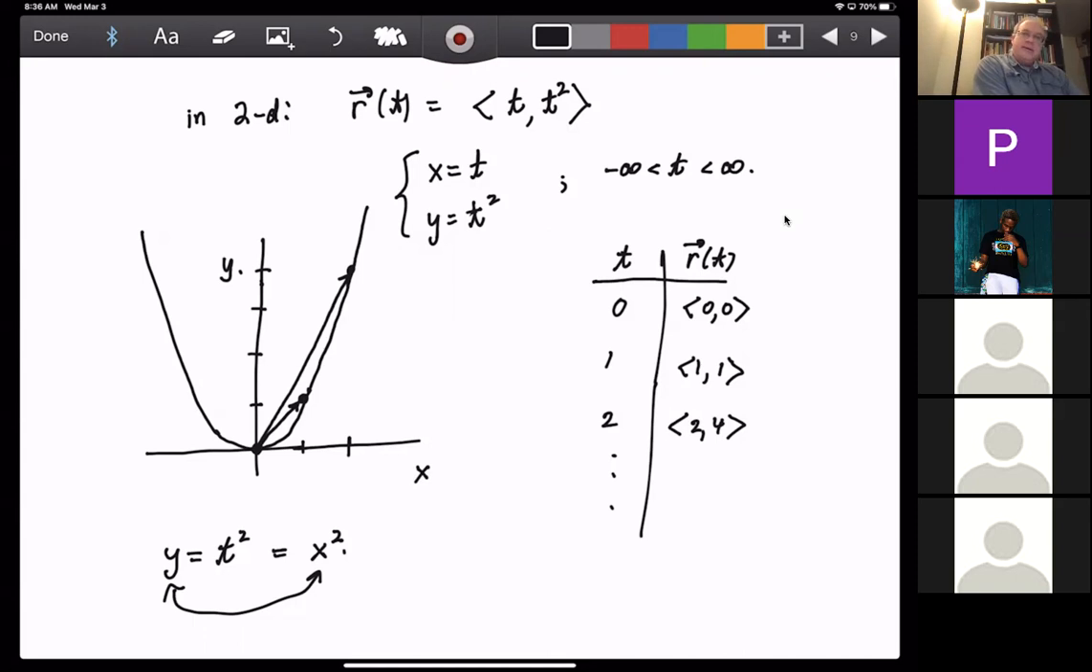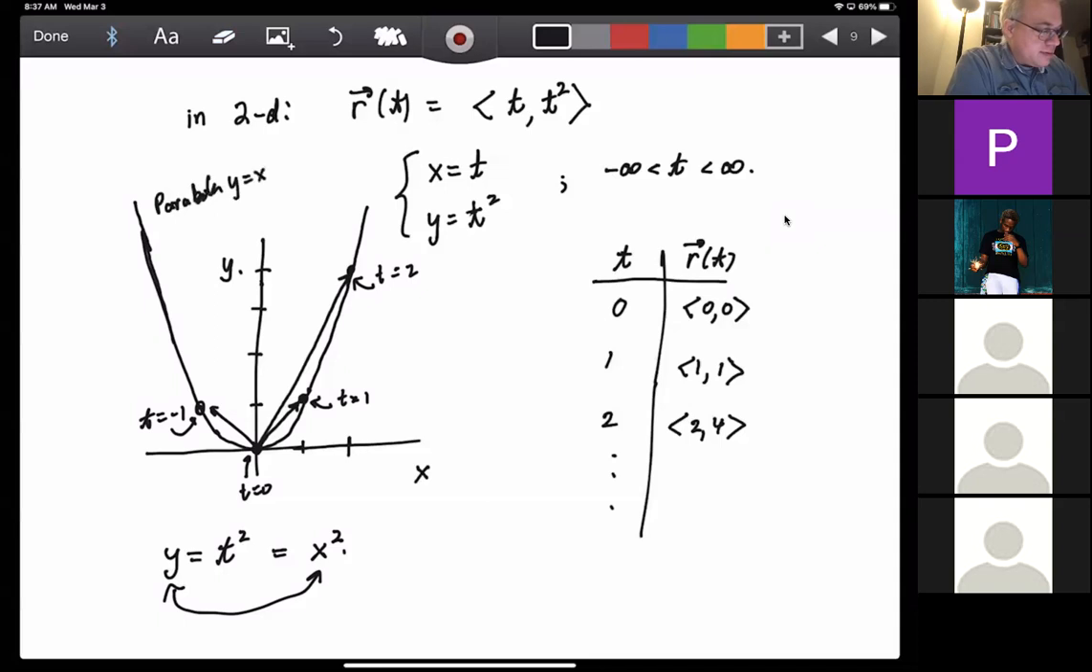Okay, and so for instance, we have a vector over here when t is equal to -1. x would be -1, but y would be +1. We had t equals 0 at the origin. We have t equals 1 over here. We have t equals 2 over here. And you can imagine as t varies continuously, you're going to trace out all the points on this parabola. Okay, and we call that curve the graph of the vector function.